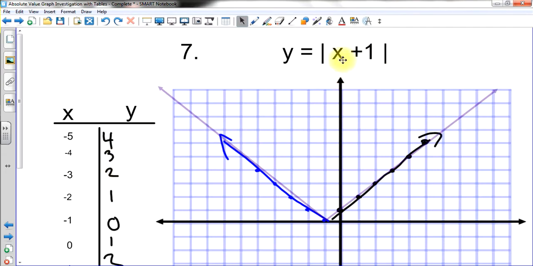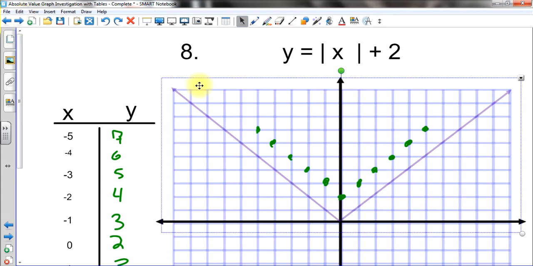Because whatever number we put in, we're just adding 1, and then we take the absolute value of that number. Okay? The absolute value of x plus 2, notice outside the absolute value we're adding 2. So whatever we put in for x, say -3, we take the absolute value first. So the absolute value of -3 is 3. And then we just add 2 to that.